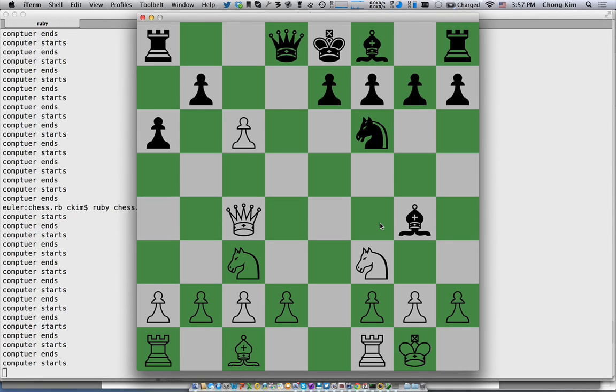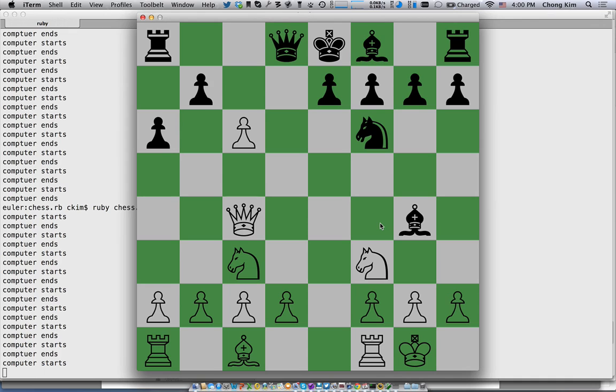And let's see. So far it's playing a very good game. I mean, it's playing at a level that is decent, but not a great player. Sort of like a smart novice.